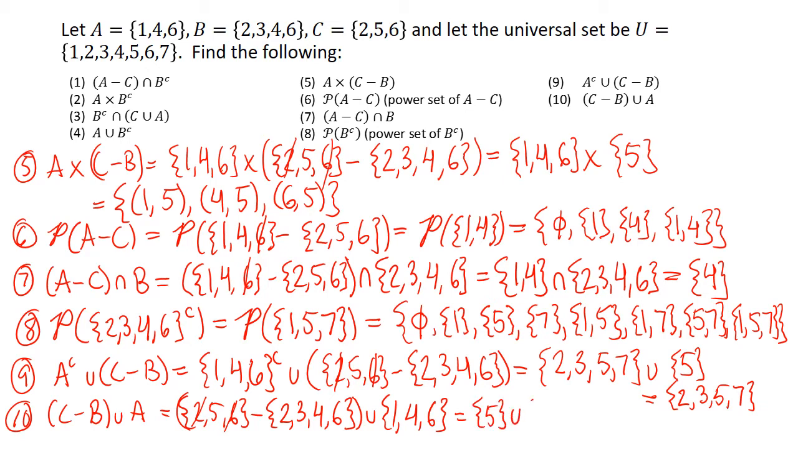Okay, and then I'm unioning that with {1, 4, 6}, so this is just the set containing anything that was in {5} or in {1, 4, 6}. So it's going to be {5, 1, 4, 6}. Okay, that's it.